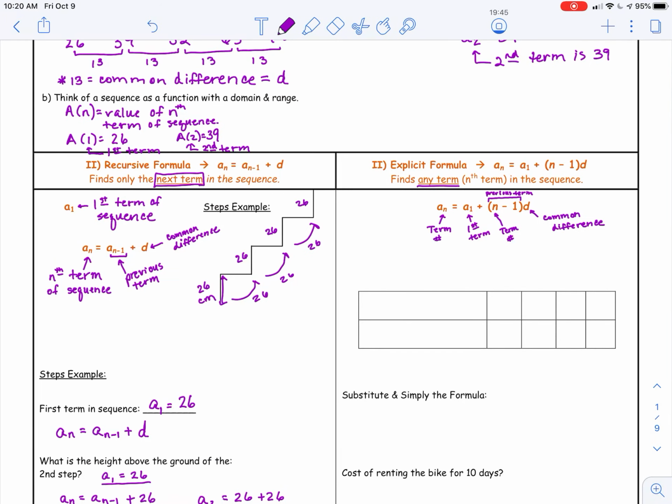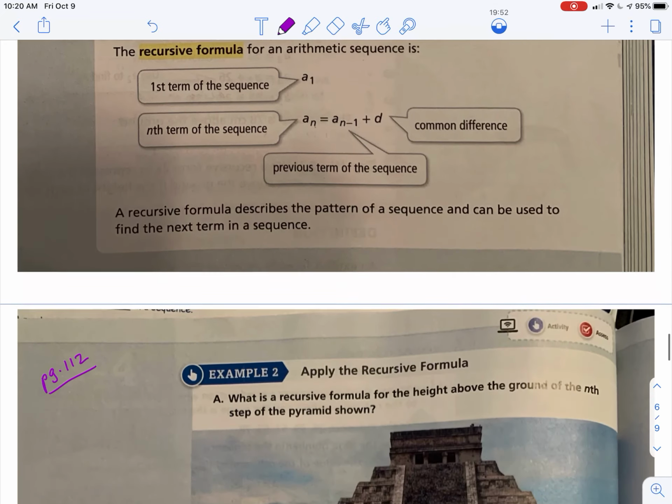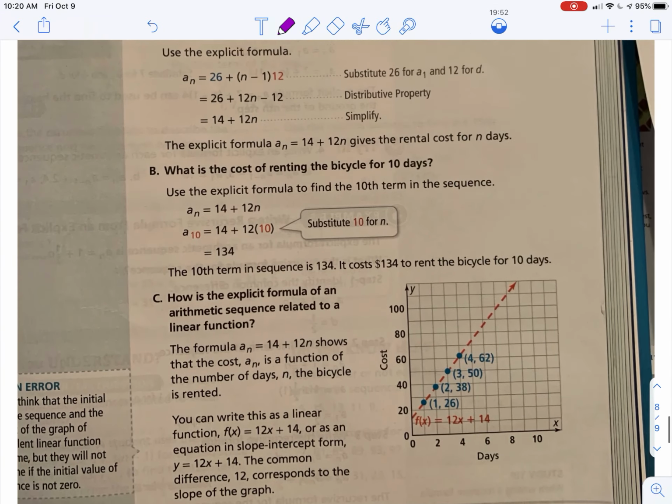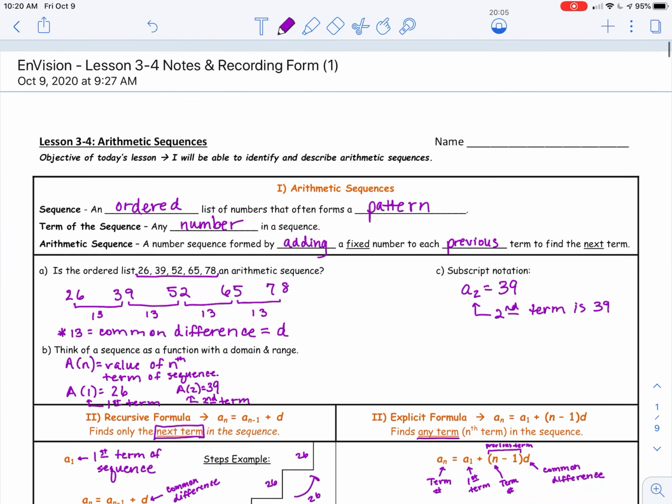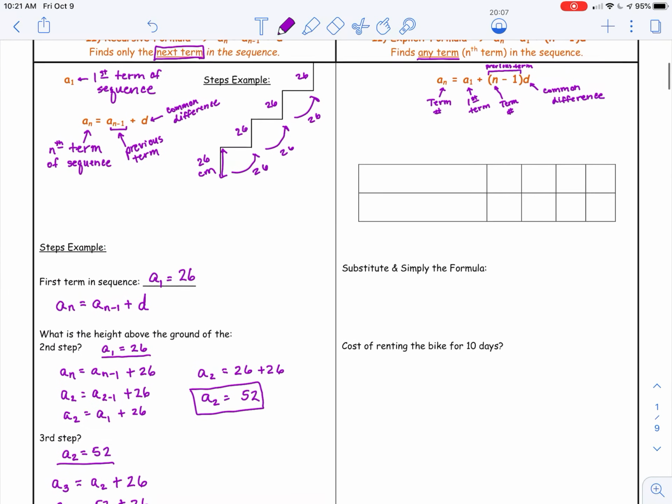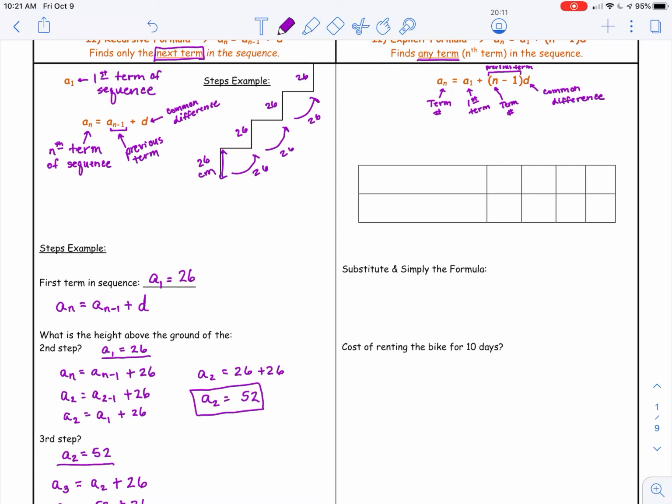And by the way, this can be found in your book on page, the very next page, 113. So just look over there. It looks like this. You can fill in the chart from there. Right there, we're going to fill in that chart: 1, 2, 3, 4, and then fill in the rental costs, and we'll talk through this. Let's go back to my notes. Go back to the table.